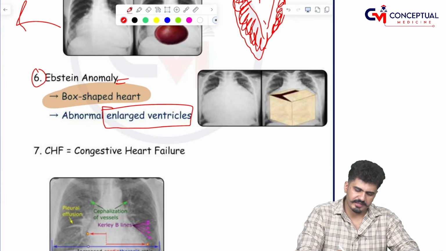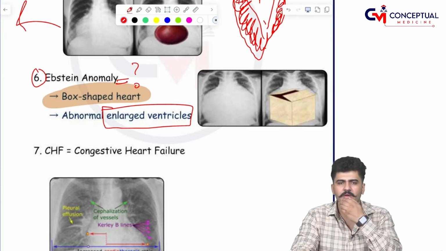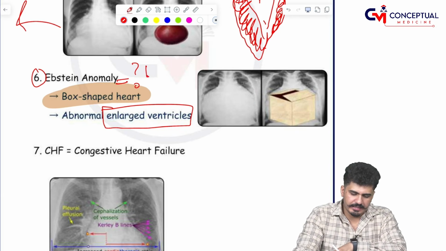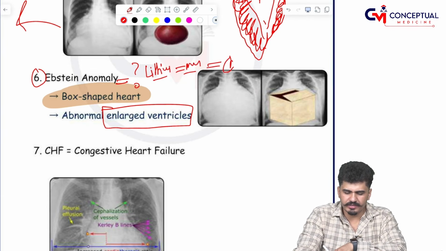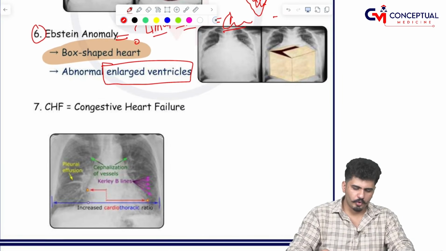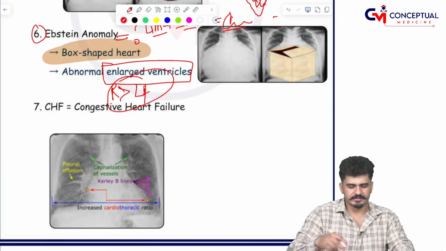This Ebstein anomaly is associated with which toxicity? My question for all of you, sir. Ebstein anomaly is, yes, lithium. Lithium is a mood stabilizer given during pregnancy, and this is causing the problem. ठीक है? Both the ventricles? Yes, right more than left is the correct answer.